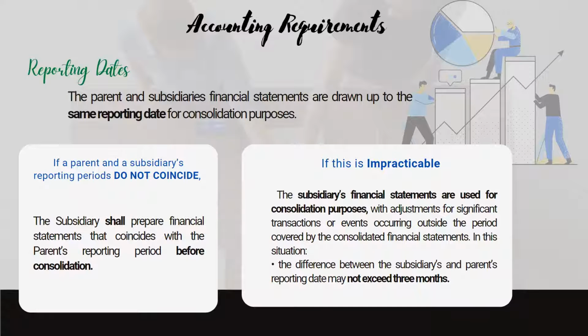Next is, if this is impracticable, the subsidiary's financial statements are used for consolidated purposes with adjustment for significant transactions or events occurring outside the period covered by the consolidated financial statements. In this situation, the difference between the subsidiary's and parent's reporting dates may not exceed 3 months. It happens only if the subsidiary's transactions are material to the company's consolidated financial statements.